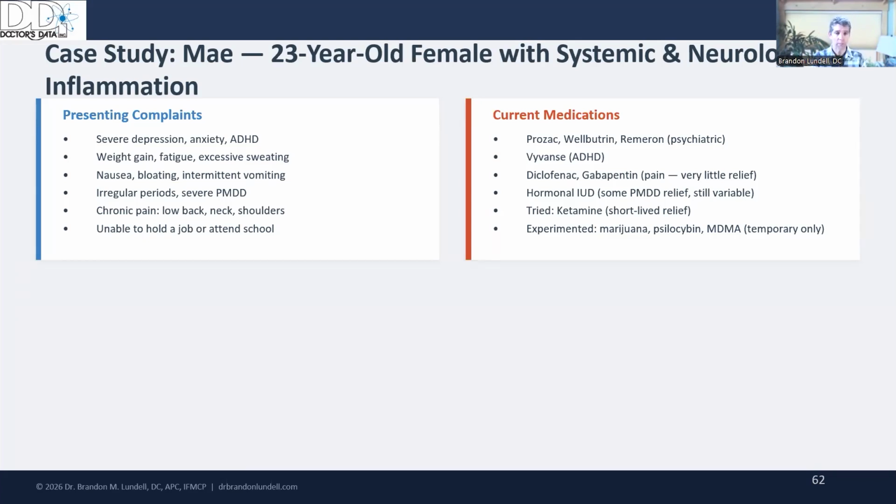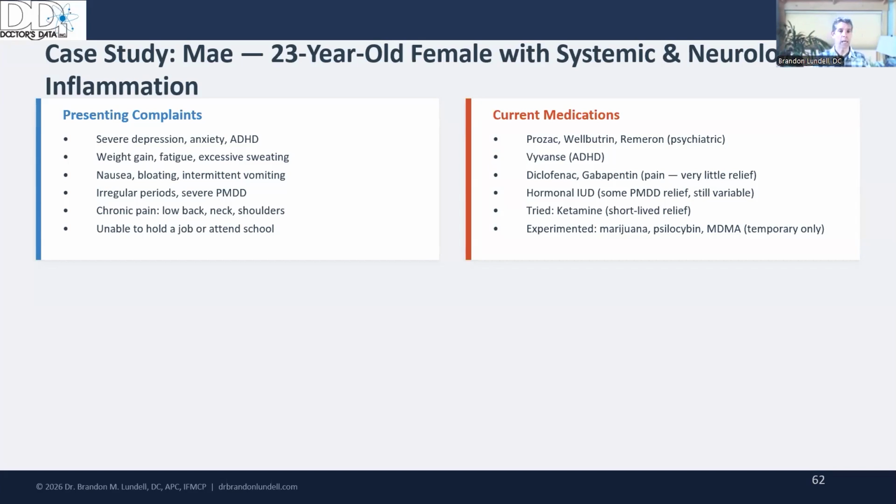I really hope this makes sense, because there's a lot of people in the functional medicine realm that are doing all of these cool things, ketamine and psilocybin and MDMA and peptides, but they're not treating these underlying imbalances. And guess what? Ketamine doesn't treat this. Psilocybin doesn't treat this. MDMA doesn't treat any of this.